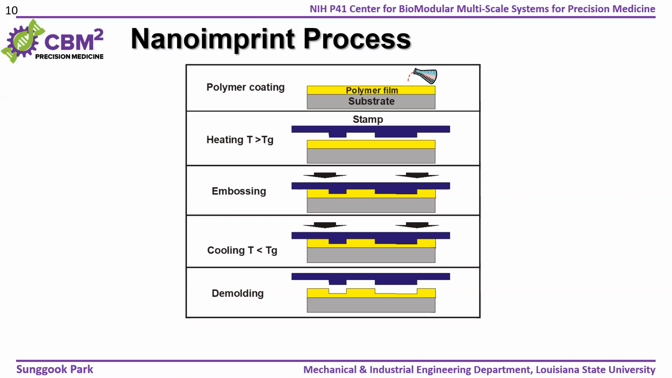We can also use thermoplastic bulk material, and you have a stamp or mold, and then you increase the temperature above Tg, and you apply pressure, and then you cool down below the Tg of the resist material, so that this part becomes hardened again, and then you separate the mold or stamp from the molded substrate. So basically, we have demolding.